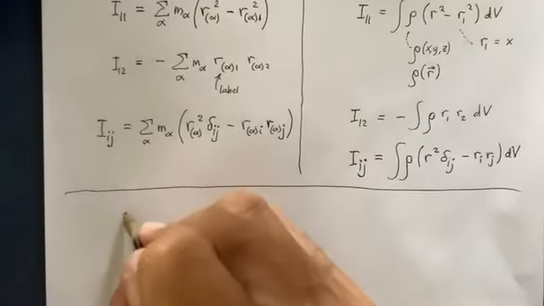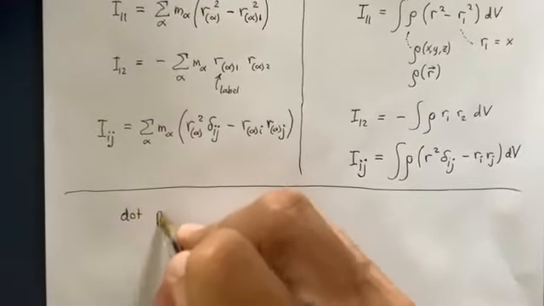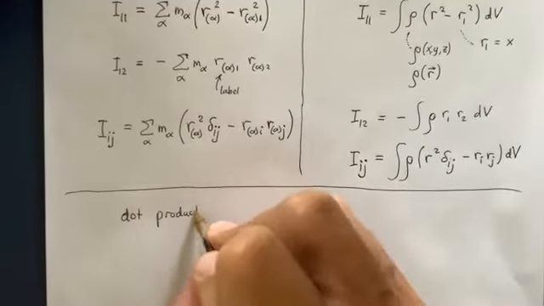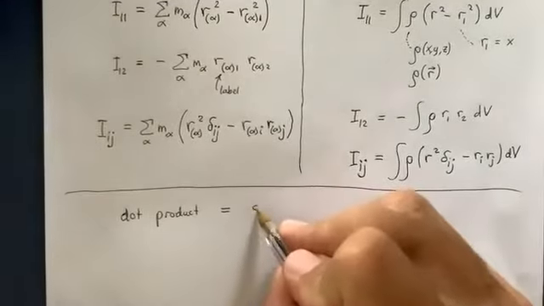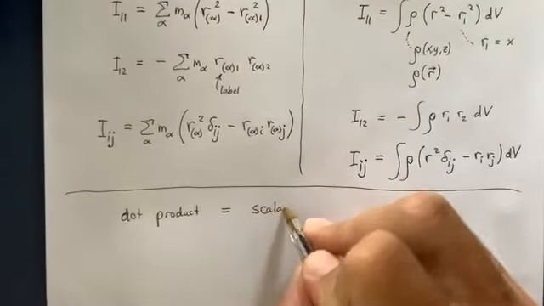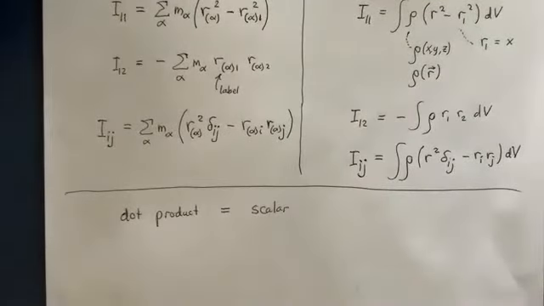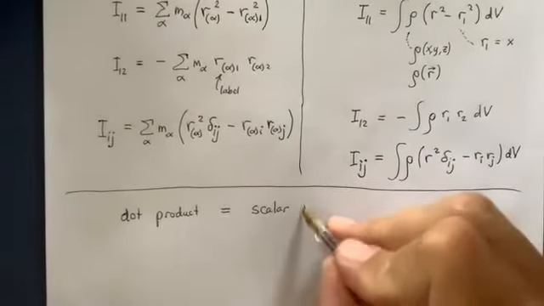Let's write this out. Dot product equals, they're often called scalar. It's often called a scalar product because the resulting quantity is a scalar. It's a single number. It is not a vector. Scalar product.